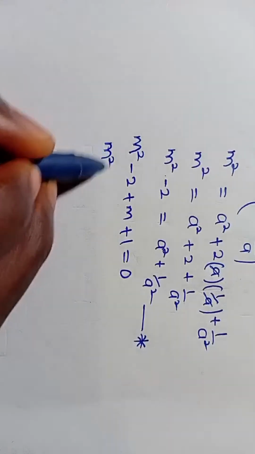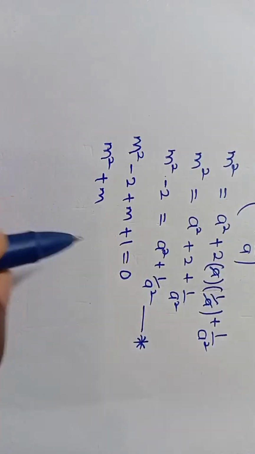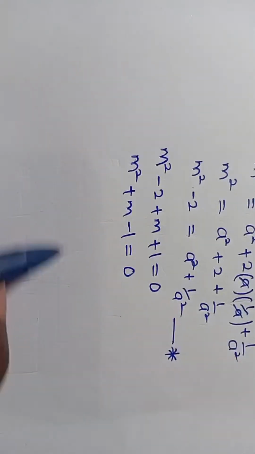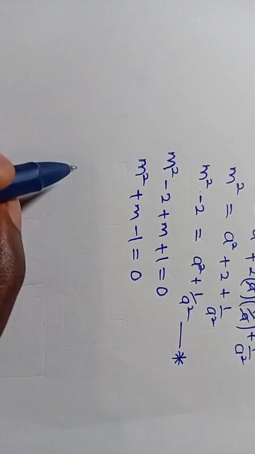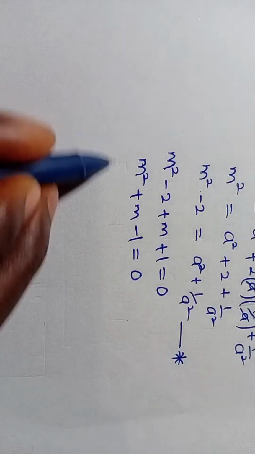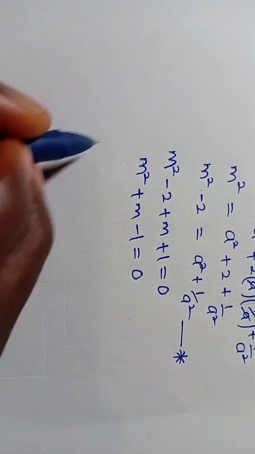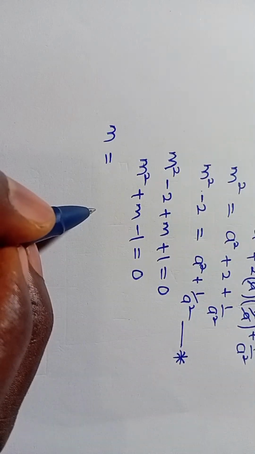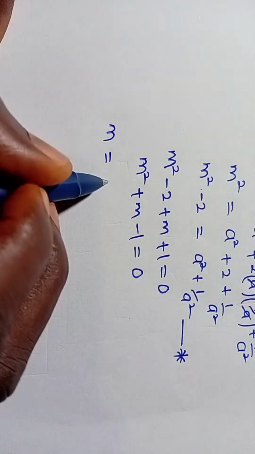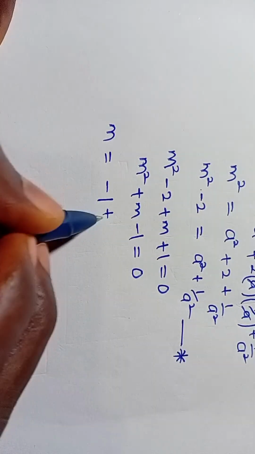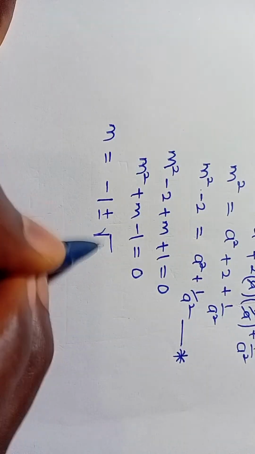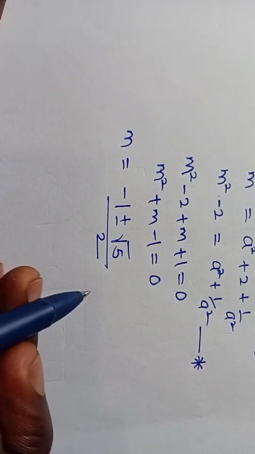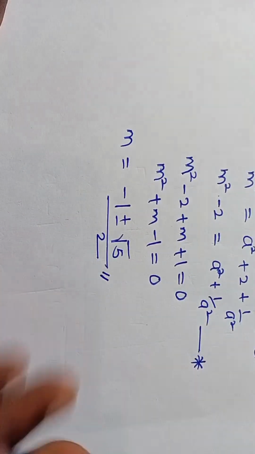We have m squared plus m minus 1 equals 0. Now, from here we have m to be equals minus 1, positive or negative, root 5 over 2. Solving this problem, this is what we're going to have.